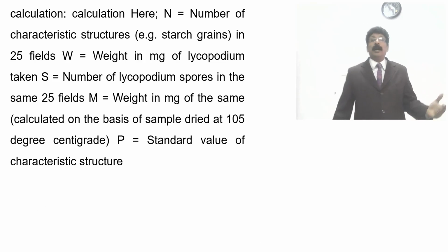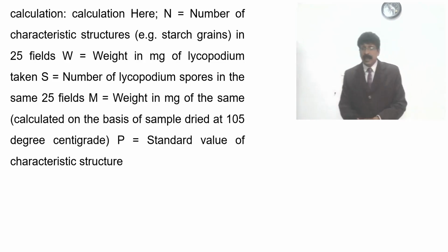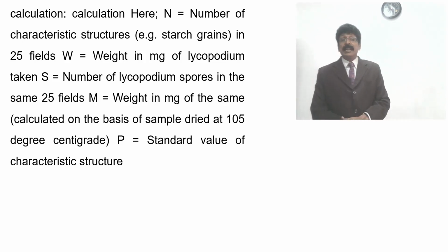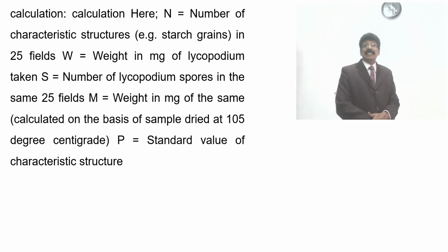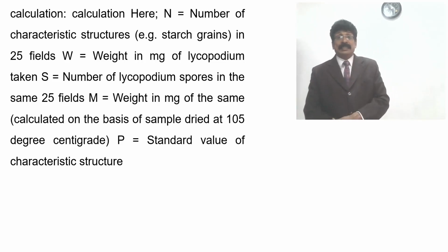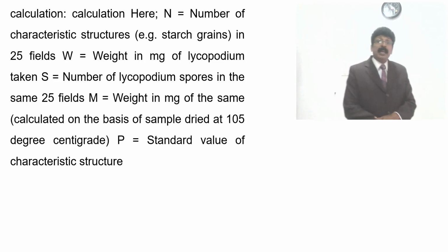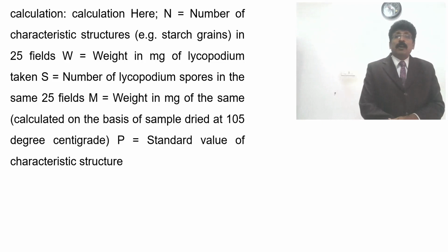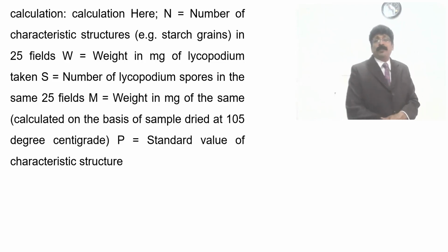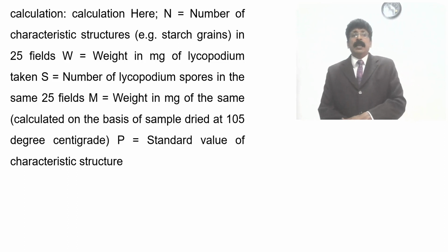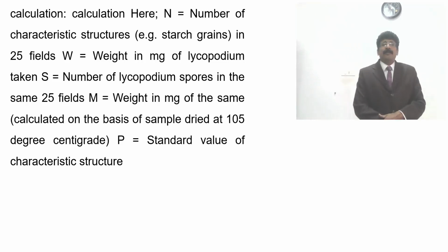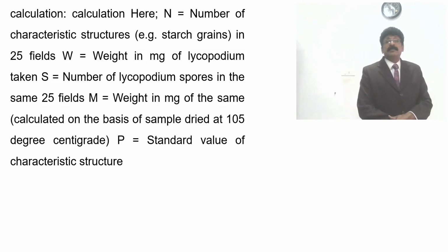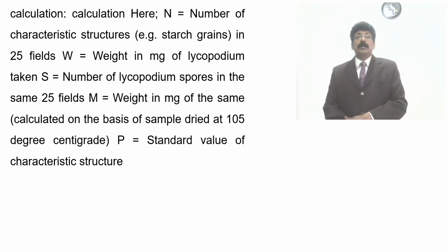Again I am repeating what N, M, S and P are. All these things should be denoted very clearly. In the calculation, N is the number of characteristic structures of the starch grain, which you have taken as an example here in ginger, in the 25 fields, and W is the weight of the Lycopodium which you took. We used to take 50 milligram, and S is the number of Lycopodium spores, counted in the same place in the 25 fields. M is the weight in milligrams of the sample which you have taken. P is the standard value of the characteristic structure.